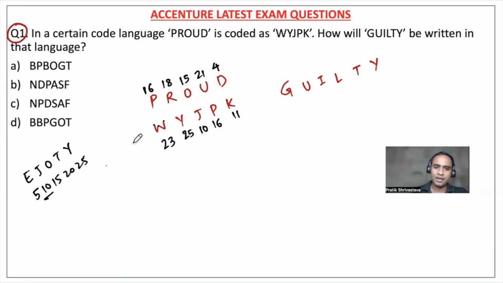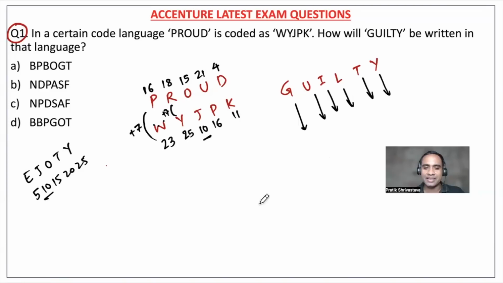Now here, 16 plus 7 is 23. You might immediately start with plus 7, plus 7, plus 7, and you will get the wrong answer. Wait. Then 18 plus 7 is 25, so it seems plus 7. Then 15 plus 7 is 22, but here it is 10. 21 plus 7 is 28, but here it is 16. 4 plus 7, but here it is 7. So what is happening here? Basically minus 5 here, and minus 5 here. Now I got the logic.